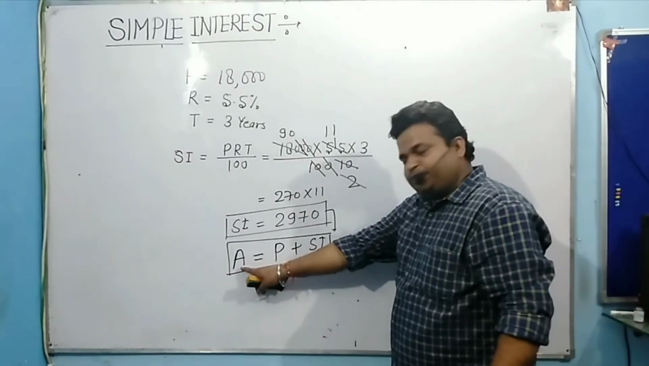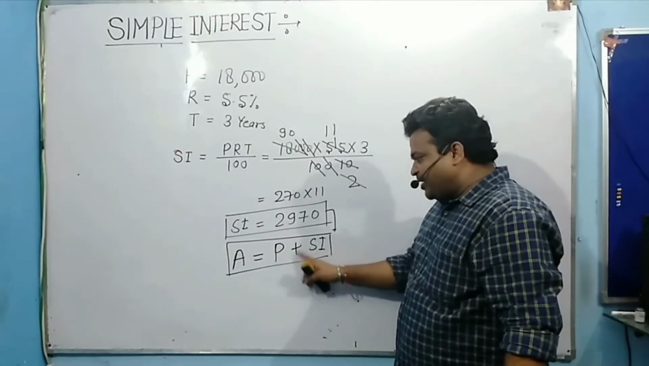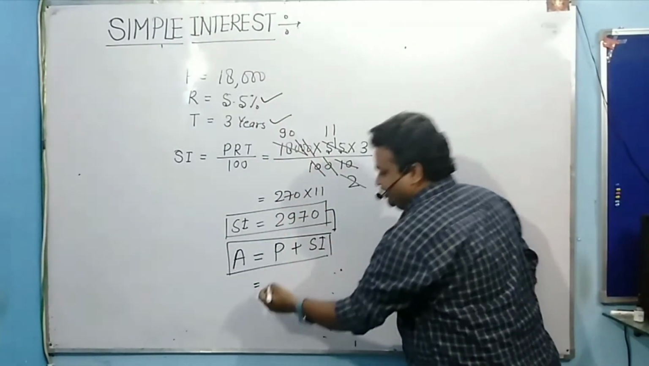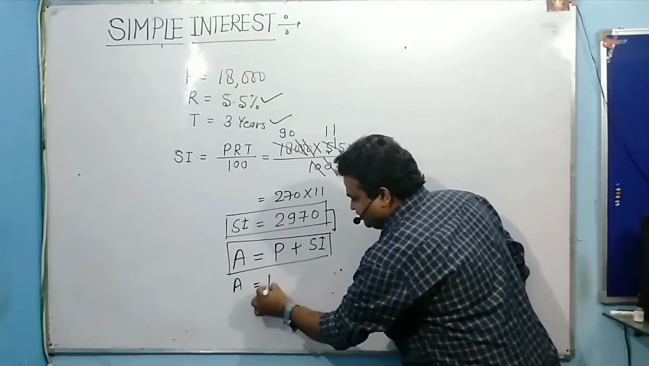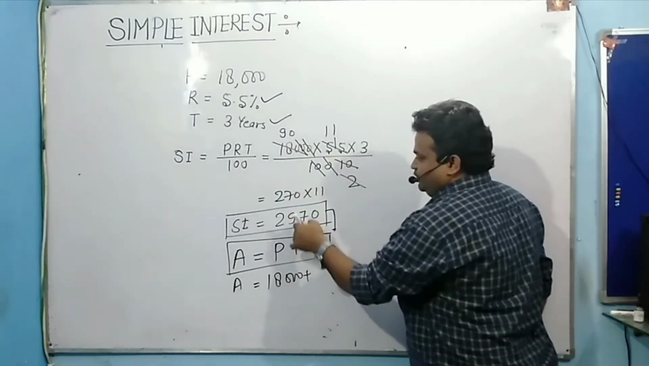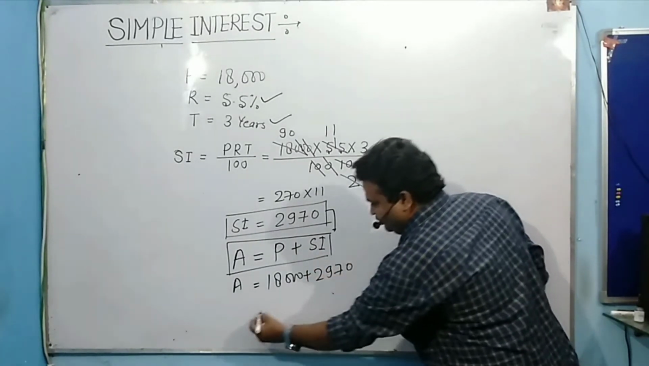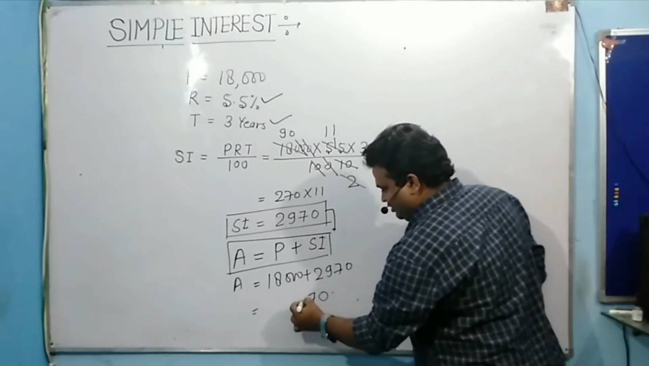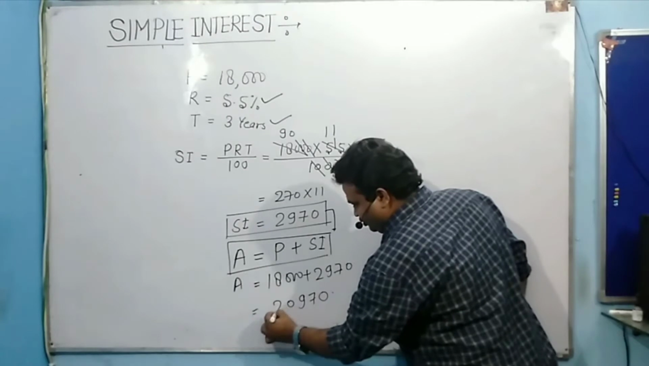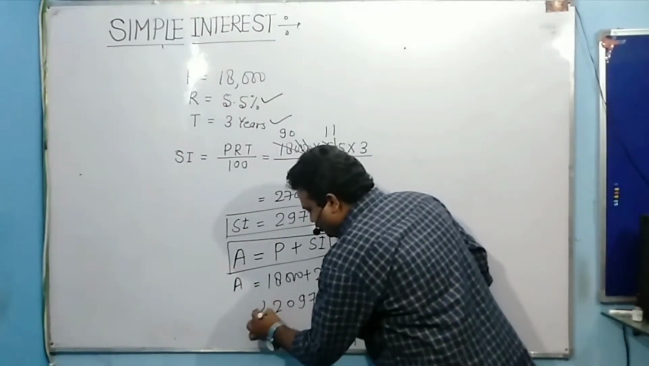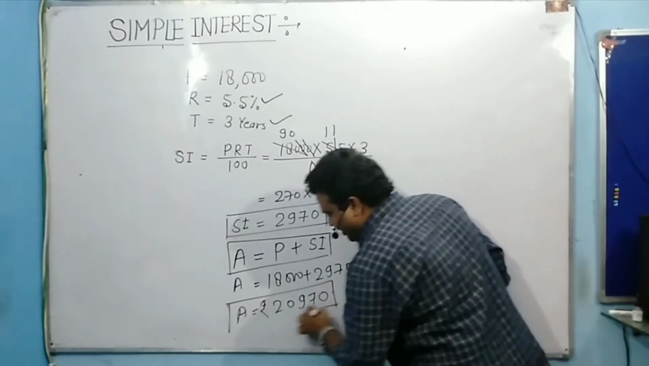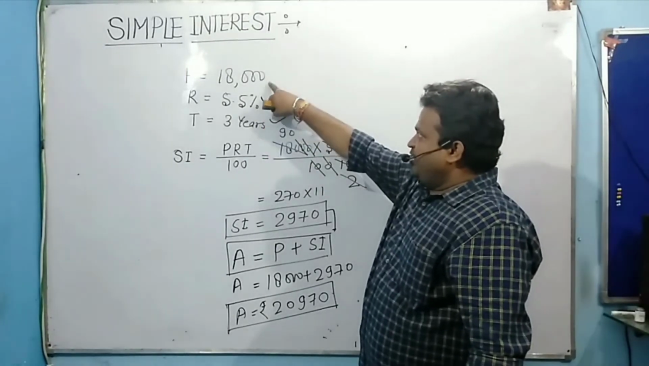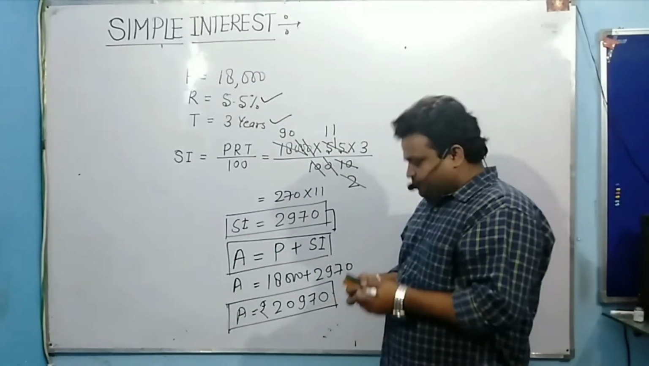The total amount to be paid is the principal amount that you borrowed plus interest on that amount at the rate of 5.5% for 3 years. So the total amount to be paid is the principal 18,000 plus 2970. When you add both values, you get 20,970 rupees. So this is the amount to be paid after 3 years at this interest rate when you borrowed 18,000. So this is the first question.